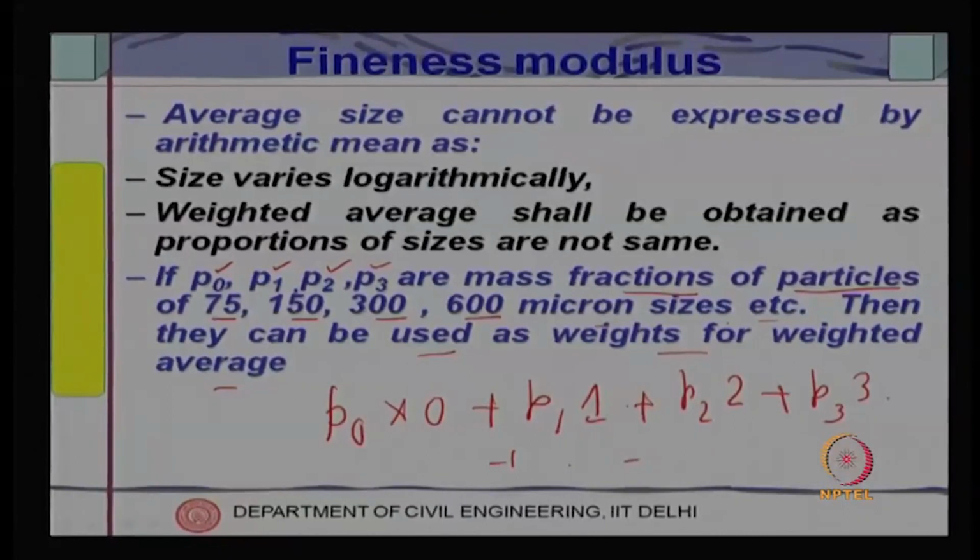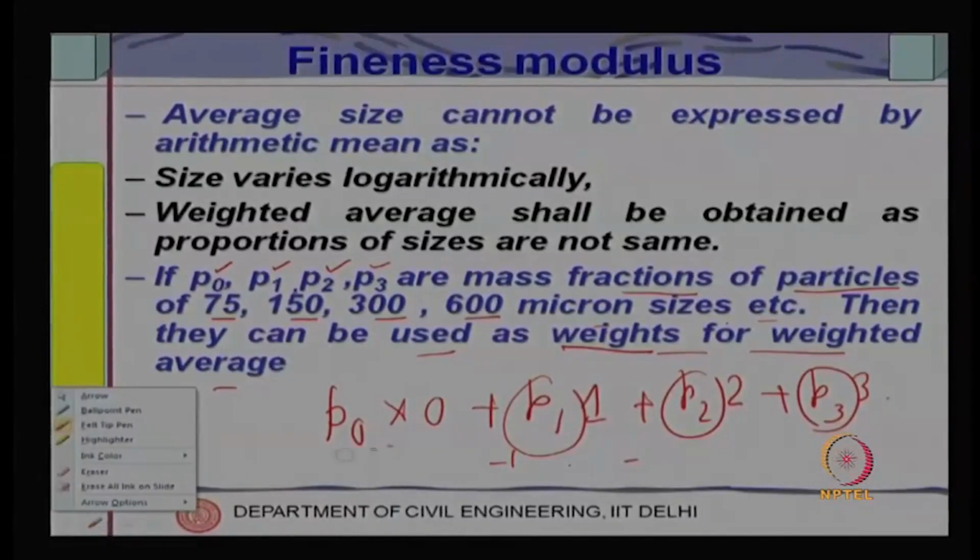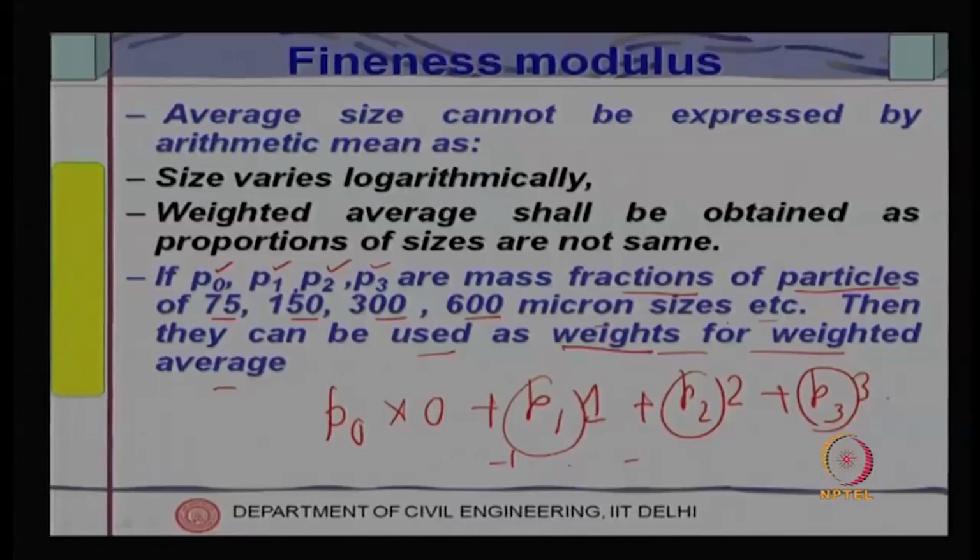So, 0 size, 1 size, 2 size, 3, etc. Since this is a fraction of the total mass fraction, they represent a weighted average. So, they are used as weights for the weighted average, right, they are fractions. So, the sum total of P0, P1, P2, P3, sigma Pi, is equal to 1.